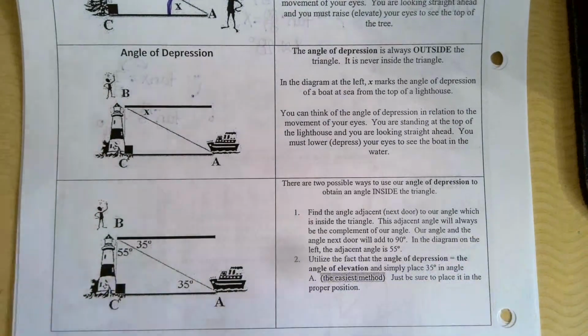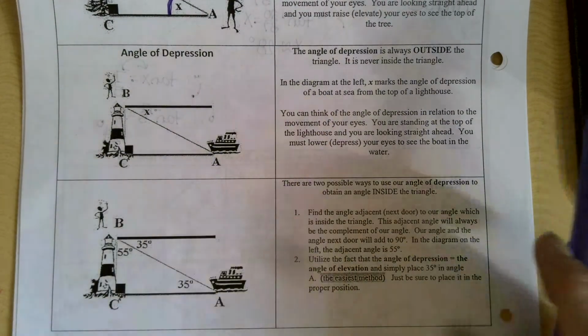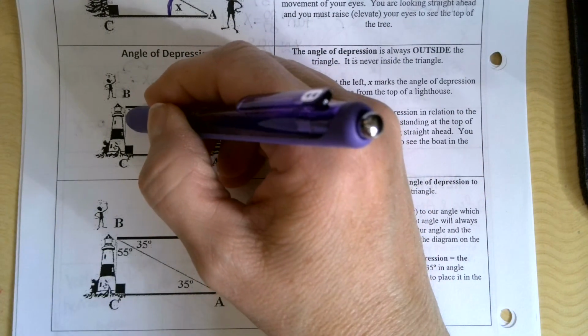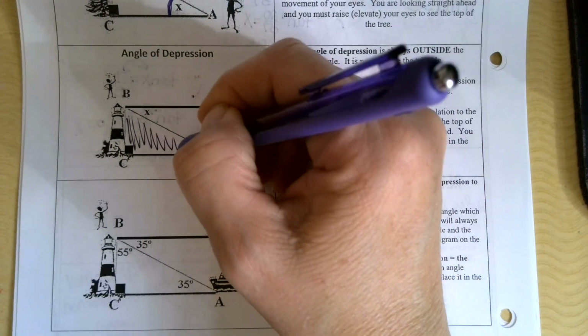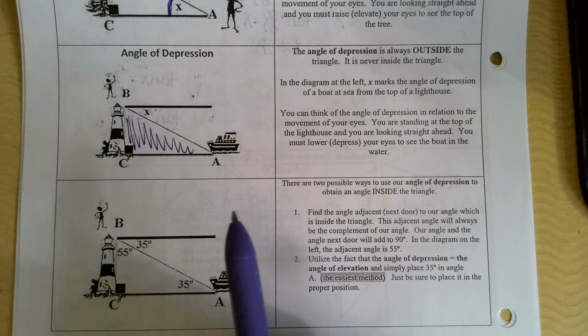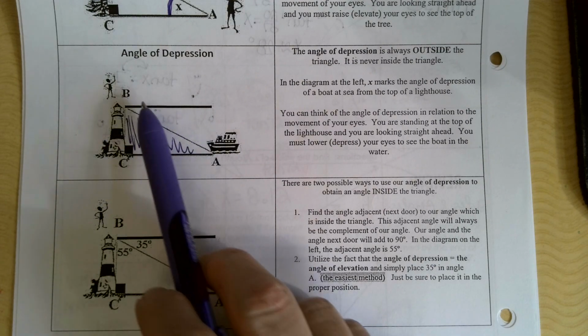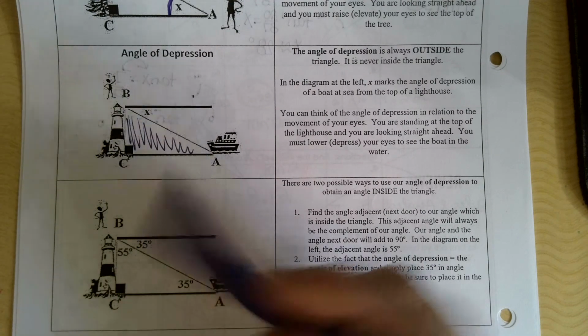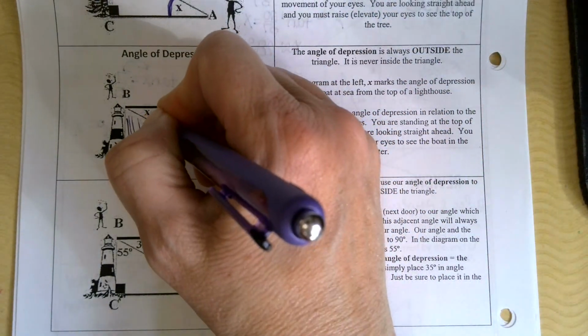The angle of depression is always outside of the triangle. If you look at this picture, this is the triangle where we would be doing our math. Okay? So if I was going to look at the angle of depression, remember it's from a line of sight. And then I want you to think of it as looking down. You're at the top of the lighthouse and you are looking down.